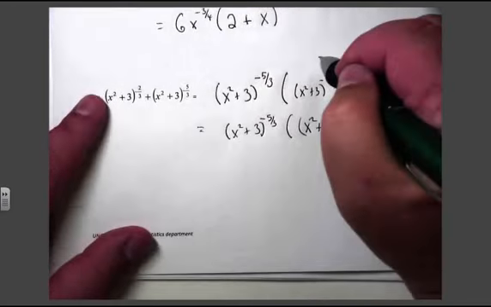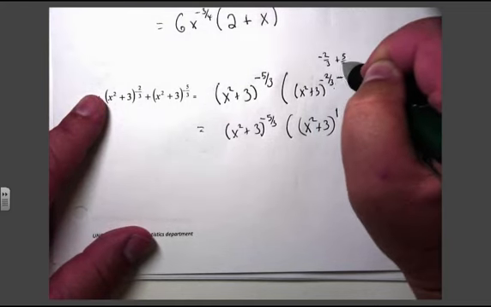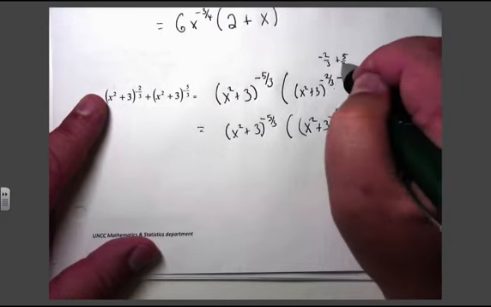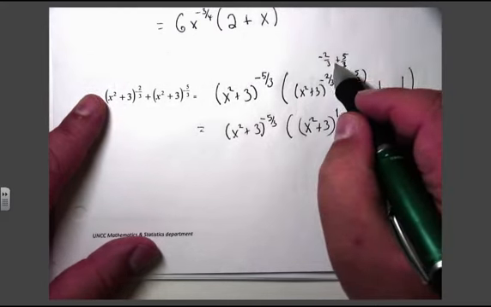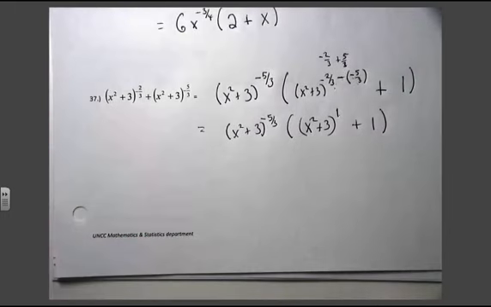Just write it up here. Negative 2/3 minus negative makes it plus 5/3. And when you add fractions, I already have my common denominator. They're both over 3. So add up your numerator. Negative 2 plus 5 is 3. 3/3 is 1. What's anything raised to the first power?